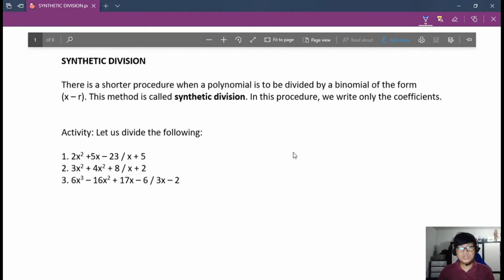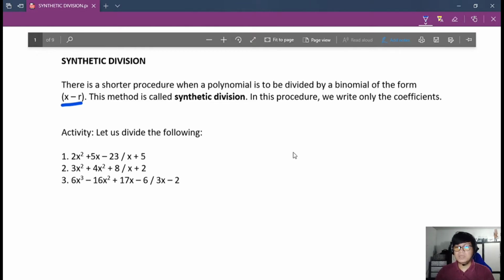In this procedure, we write only the coefficients of the given polynomial. So yung i-discuss natin ngayon about synthetic division is when the divisor is a binomial. So when we say binomial, dalawa lang yung term in the form x minus r.